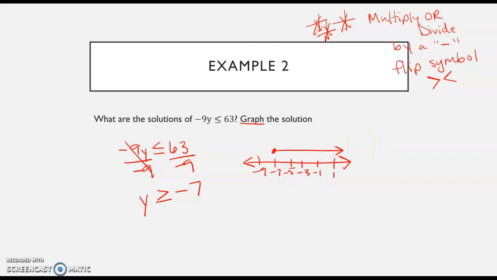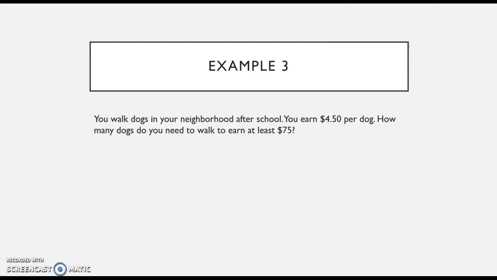And that's our special rule. Do not forget to flip when you multiply or divide by a negative. That's it. You just gotta flip your symbols when you multiply or divide by a negative. All right, last example, of course, our word problem. So let's go to the question.